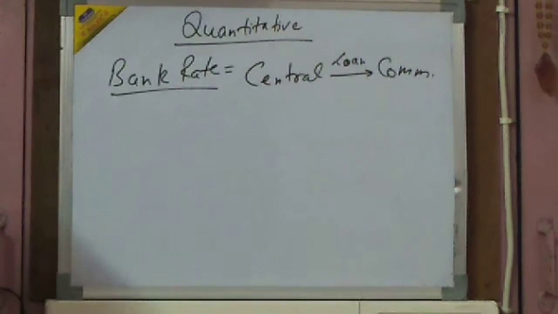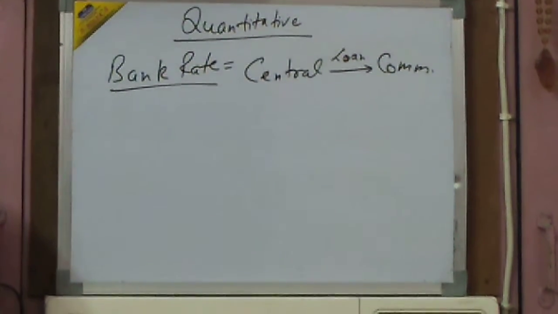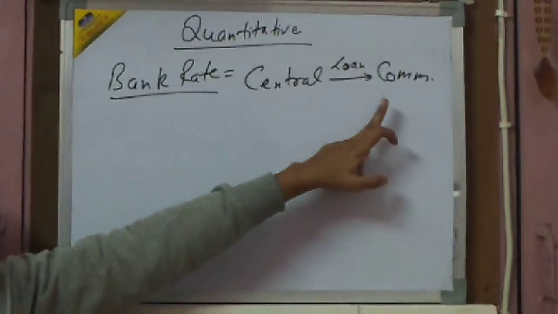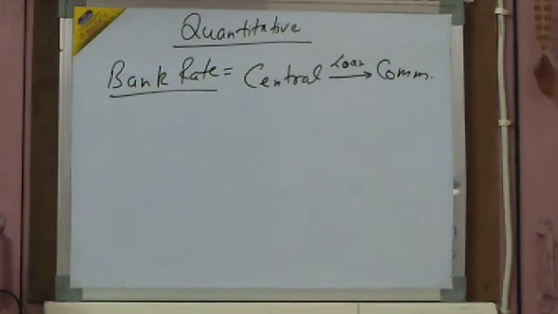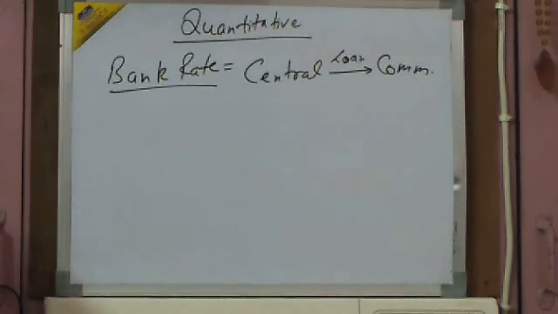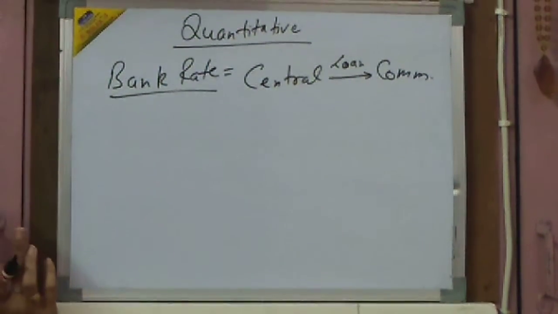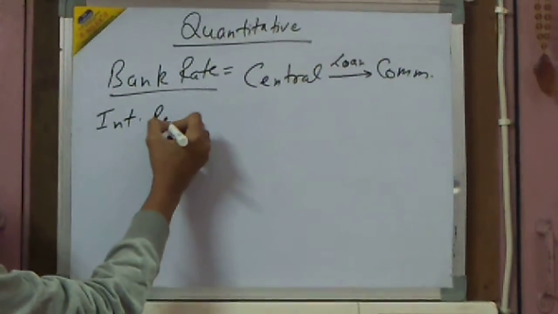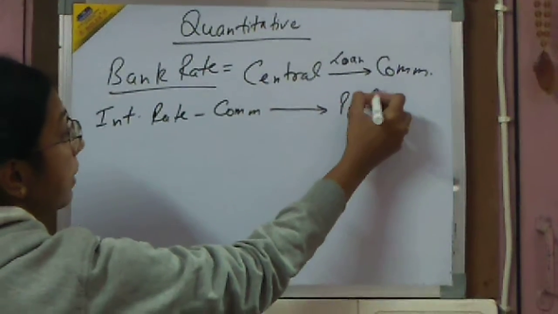And we have studied that the central bank performs as a lender of last resort. So whenever commercial banks need funds, they take loans from the central bank, and the rate at which the central bank gives loans to the commercial bank is known as the bank rate. Now, this bank rate indirectly controls the credit in the economy. Let's see how. There is one more thing which is known as interest rate. Interest rate is the rate at which the commercial bank gives loan to the public.